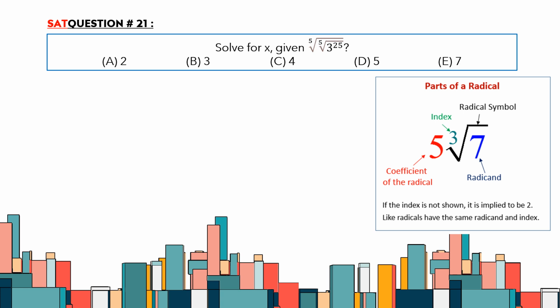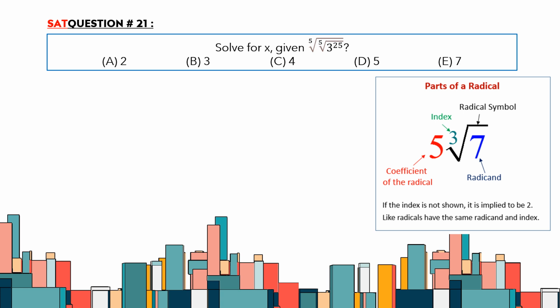The number standing in front of the radical is the coefficient of the radical. We say cube root, so the number 3 stands for the index number, or the root. We have the radical symbol, and anything under the radical symbol is called the radicand. If the index is not shown, it is implied to be 2, or square root.